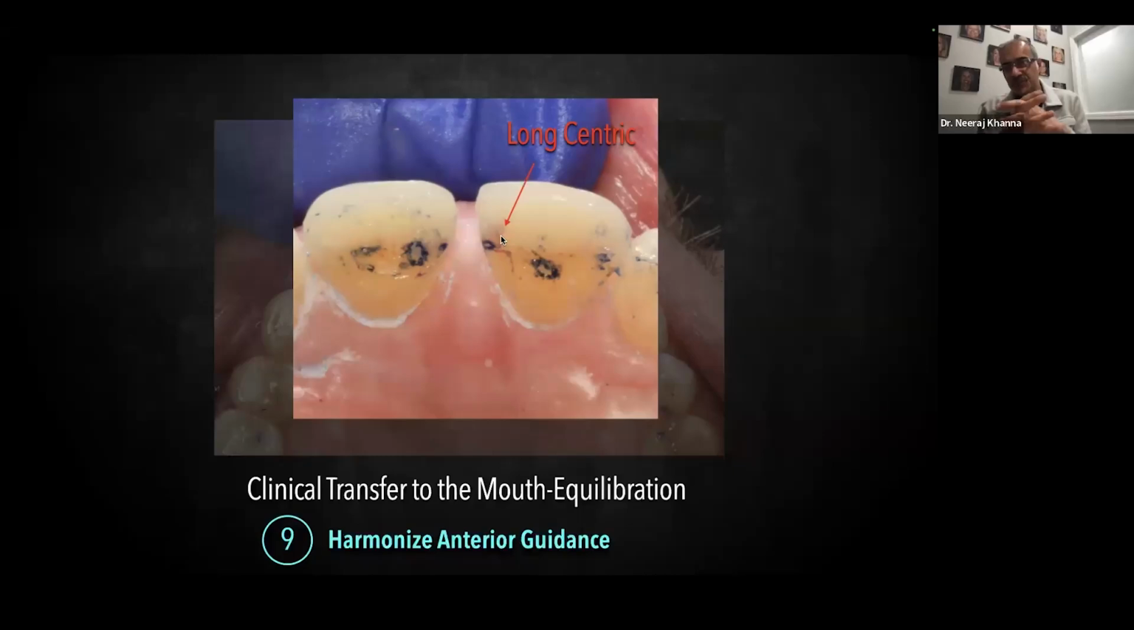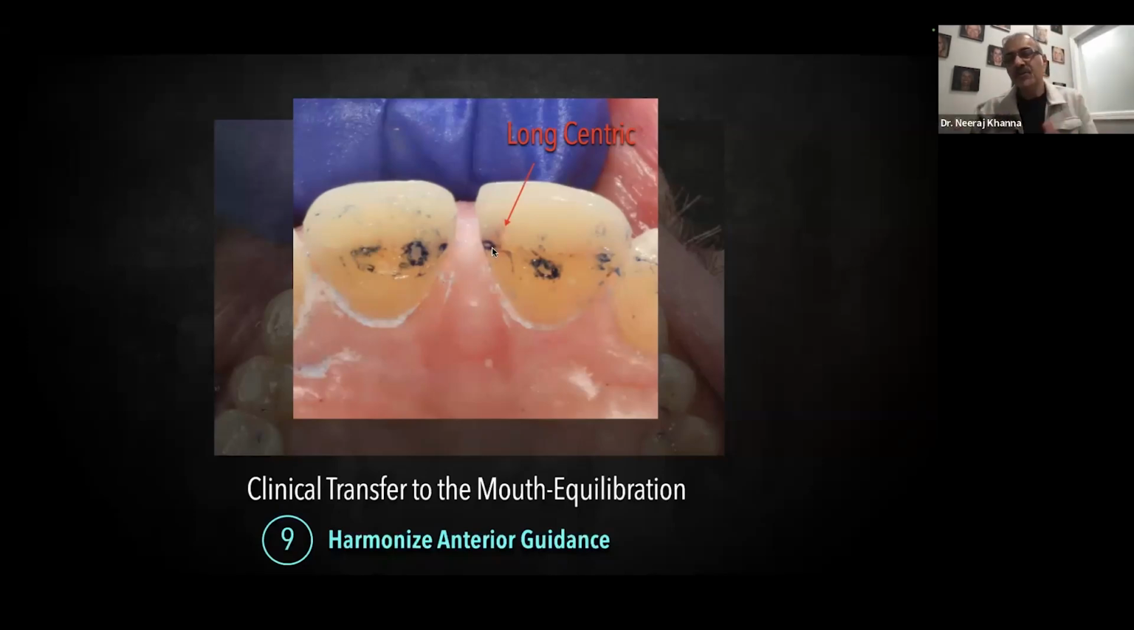So in order for us to check for long centric, I'm going to have David sit up, lean forward. I'm going to take red articulating paper and I'm just going to have him chew as if he's chewing a piece of gum. If I see any red marks that are away from the centric stop, that is an interference in long centric. What that simply means is, as David's mandibular teeth close in that arc of closure, he is colliding right here on his way into the centric stop.